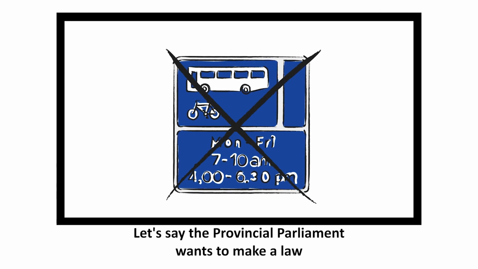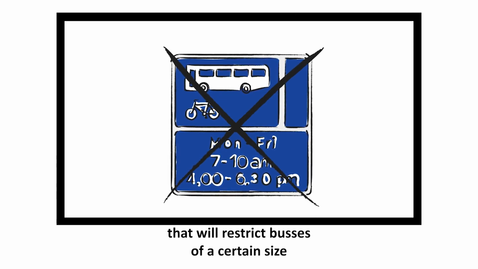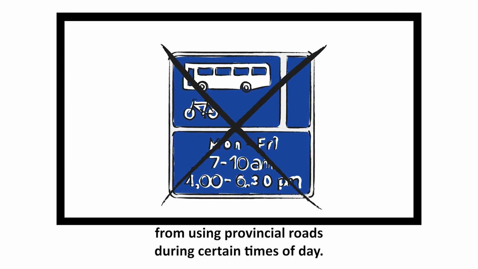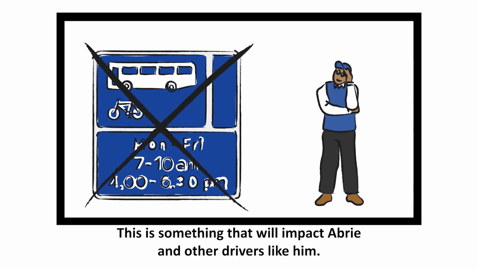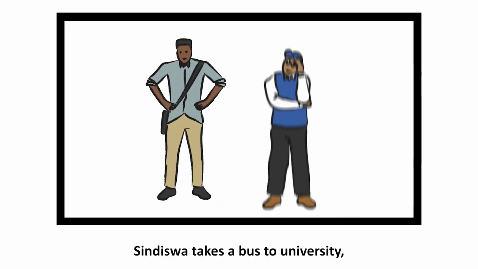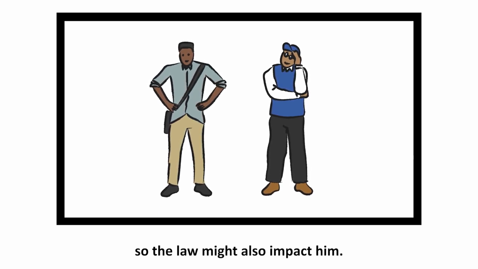Let's say the provincial parliament wants to make a law that will restrict buses of a certain size from using provincial roads during certain times of day. This is something that will impact Aubrey and other drivers like him. Sindiswa takes a bus to university, so the law might also impact him.